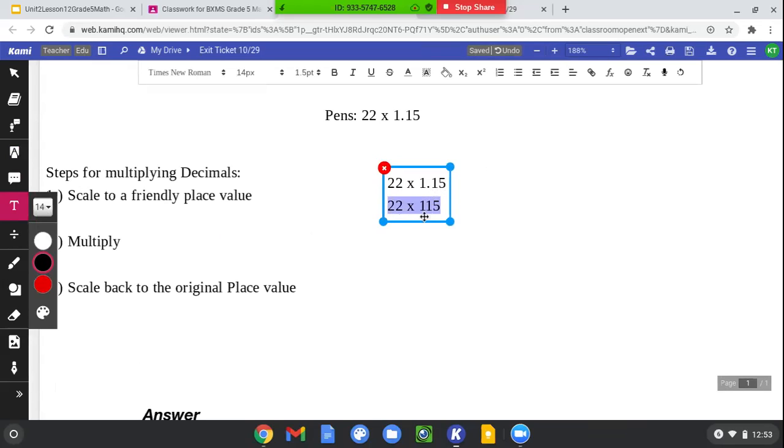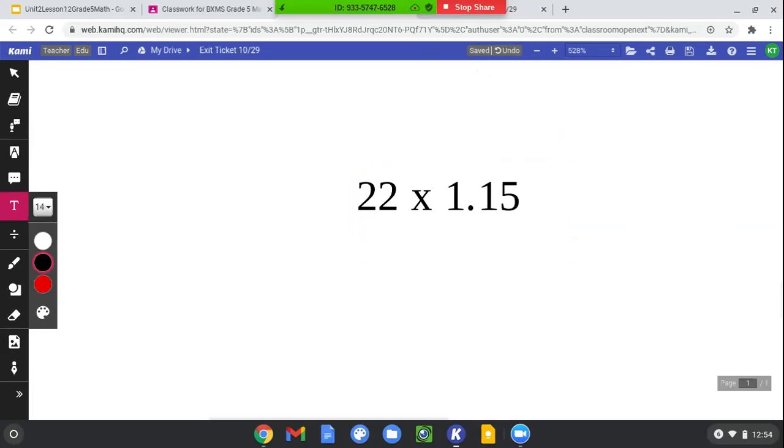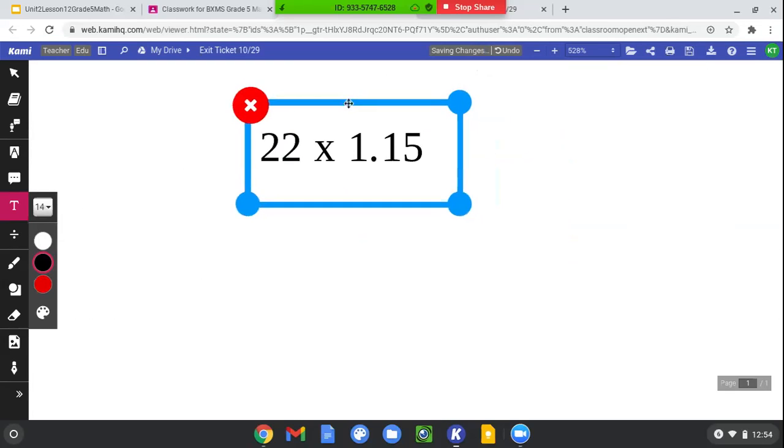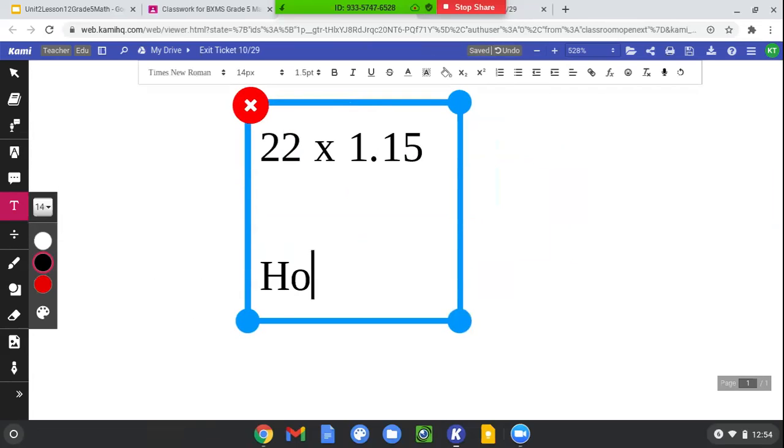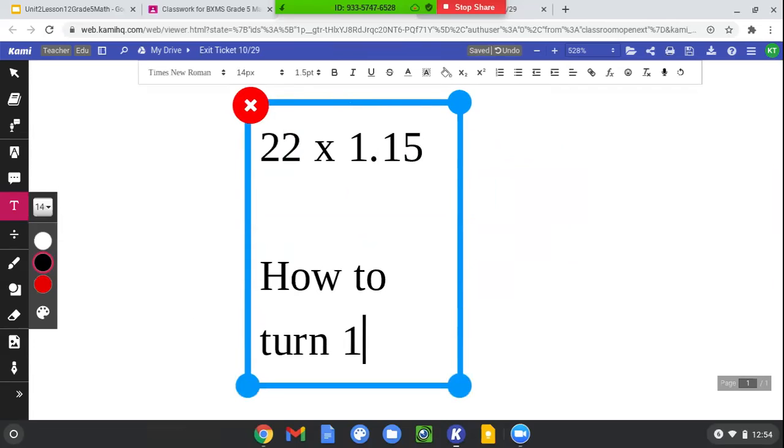This one. 22 multiplied by 115, that's the easiest. We can just do a quick array or the standard algorithm. So let's do that. But to do that, we have to scale up. So how do I turn... Let me make this bigger.